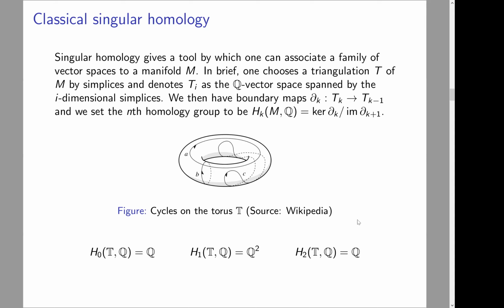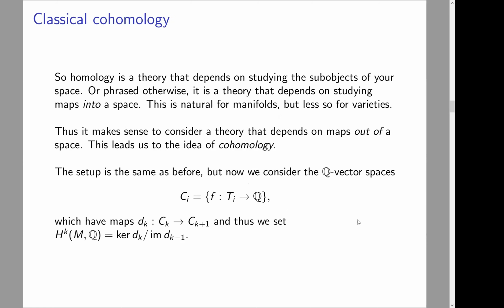So here's kind of the thing about homology. Homology is this method that associates vector spaces to a geometric object by looking at the sub-objects inside it. We triangulate it. We look at the simplices that live inside it. Another way to phrase this is to say we're thinking about maps into our space. You can think of an abstract simplex of some dimension, and then you can ask for it to map into your space, and that's the simplex embedded in the space. So homology is a very natural theory as long as you can easily think about maps into a space.